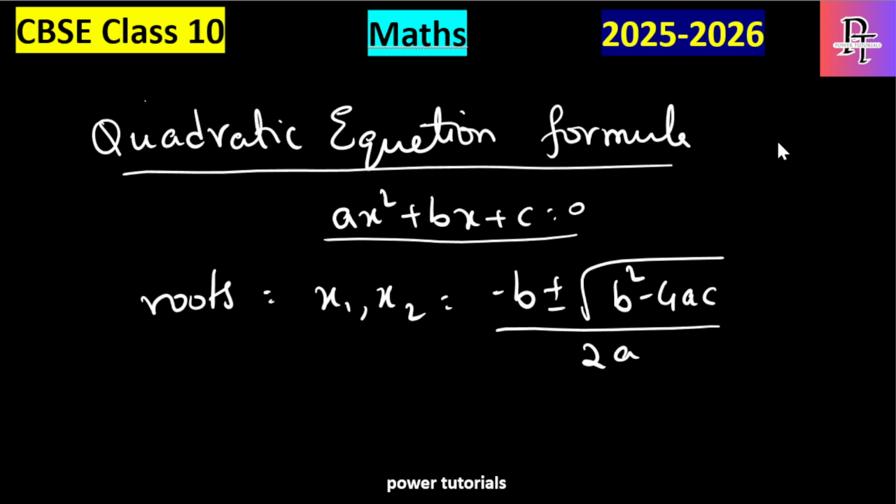Okay, so let's start with the topic which is needed for exercise 4.3, which is the quadratic equation formula. So how we are going to solve it: we have the quadratic equation ax square plus bx plus c is equal to 0. Using the factorization method we know how to solve it, but without using the factorization method you can also find the roots directly by using this formula: minus b plus or minus root of b square minus 4ac, divided by 2a, where a is the x square coefficient, b is the x coefficient, and c is the constant.